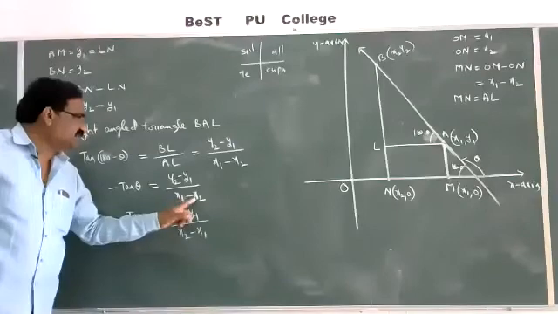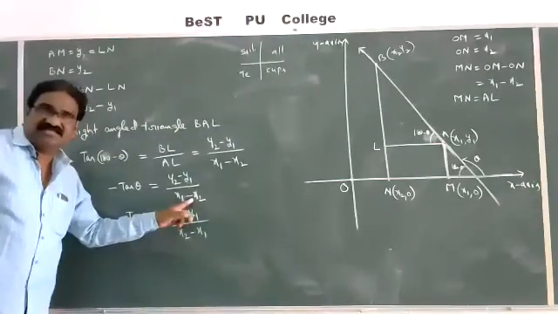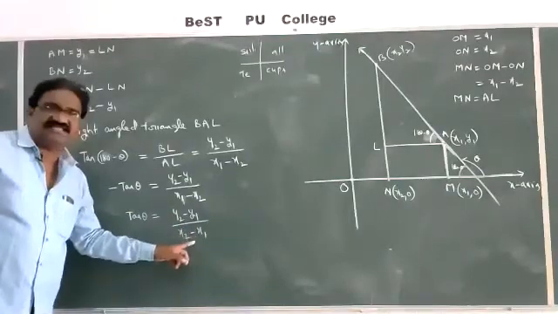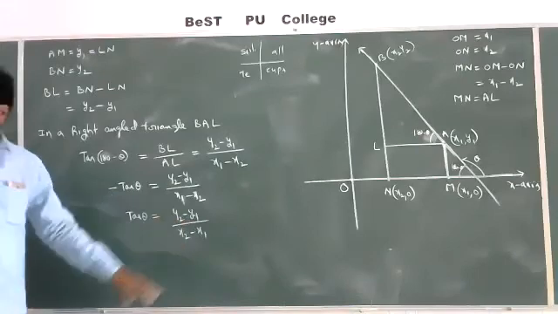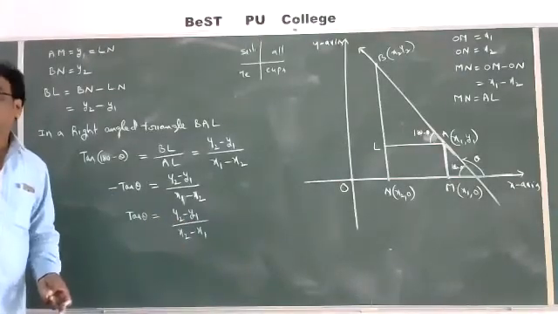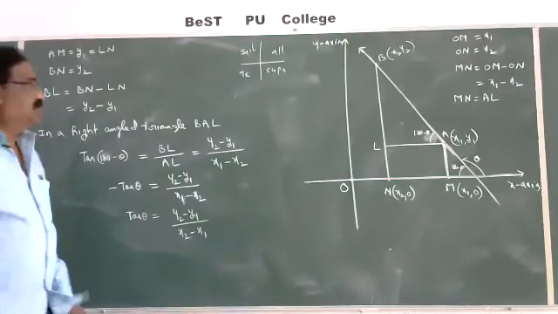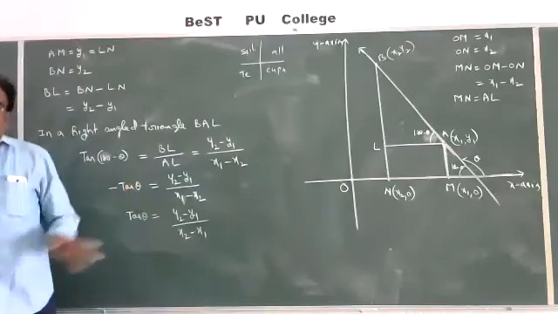Here x1 minus x2 is there. You multiply with minus, the signs change, and then you get x2 minus x1. So tan theta is equal to y2 minus y1 by x2 minus x1. Yes, this is a very, very important concept.